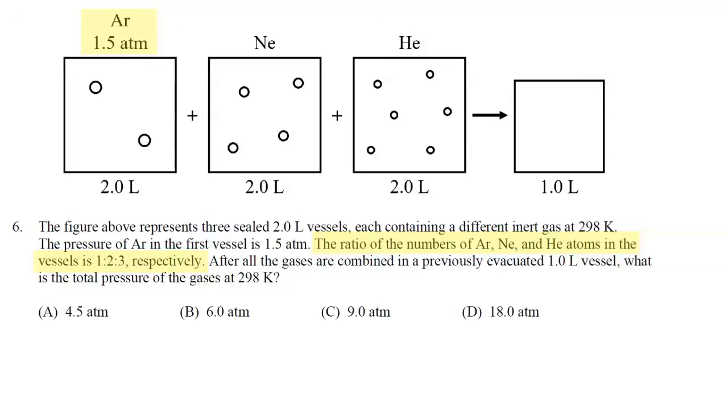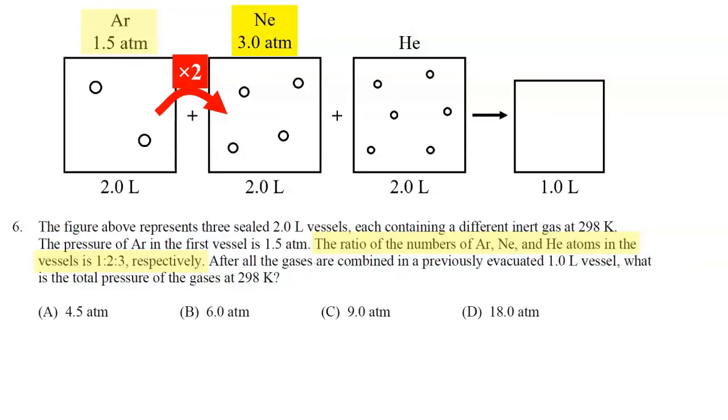respectively. So if we count the particles in each container, I see 2 particles of argon in the first container, and I see 4 particles of neon in the second container. That is a 2 to 1 ratio between neon and argon. So if I want to figure out the pressure of neon, I know that the volume is not changing, the temperature is not changing, so the pressure of neon should be twice as much as the pressure of argon because there are twice as many neon particles compared to argon. So 1.5 times 2, that would give me a pressure of 3 atmospheres for neon.